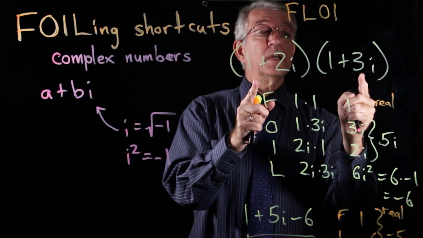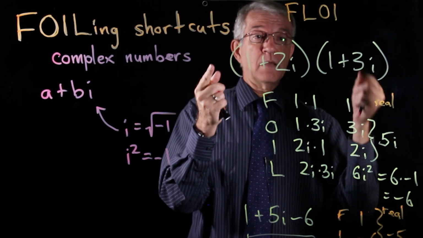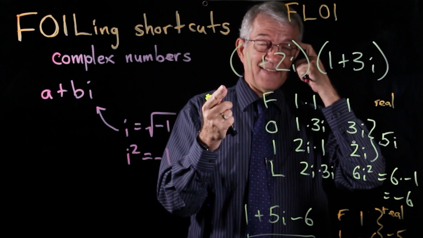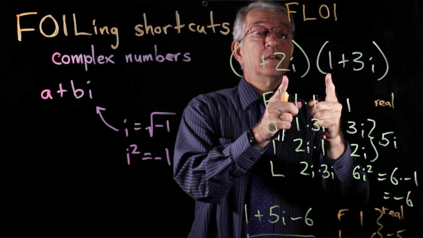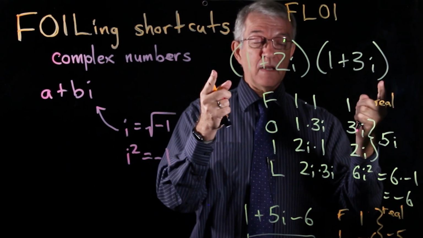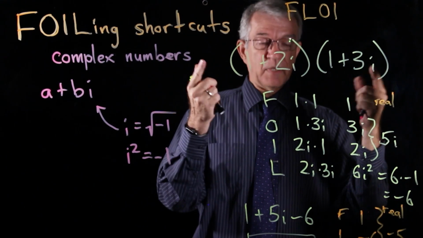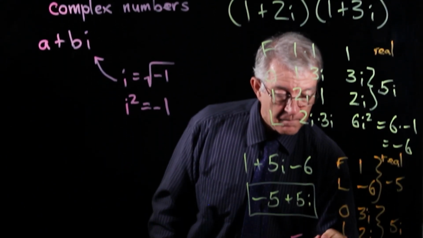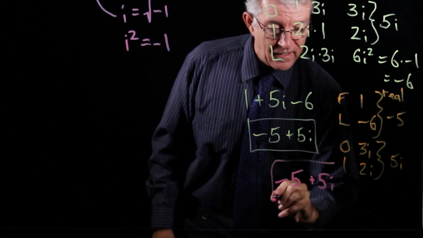Do the outside. 1 times 3 is 3. Say it a few times. 3, 3, 3. I think I got it. Do the inside. 2 times 1 is 2. Plus that number that I just remembered, 3. 2 plus 3 is 5. And it has an i.